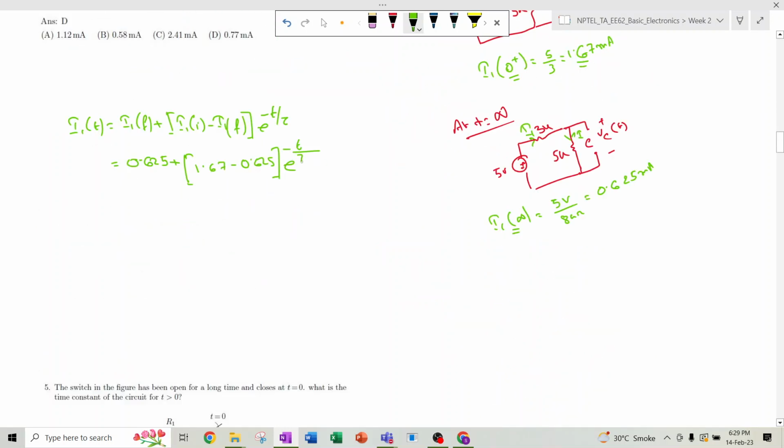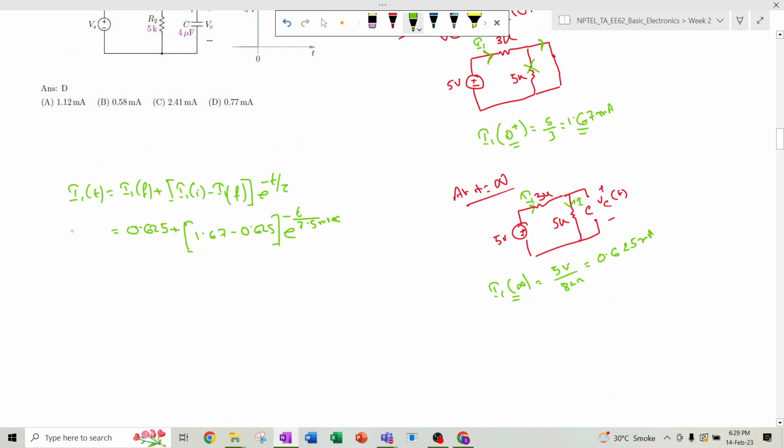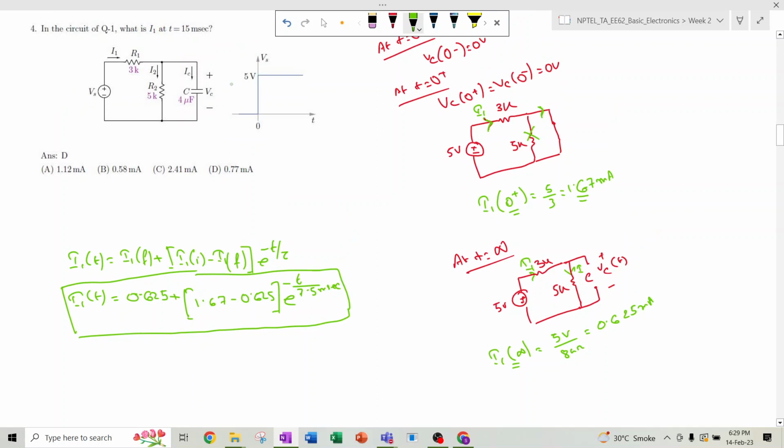So here it will be 7.5 millisecond. So this is the equation. From this equation we can find out the value of I1 at any given point of time. Now as per the question, we have to find I1 at t equal to 15 millisecond.